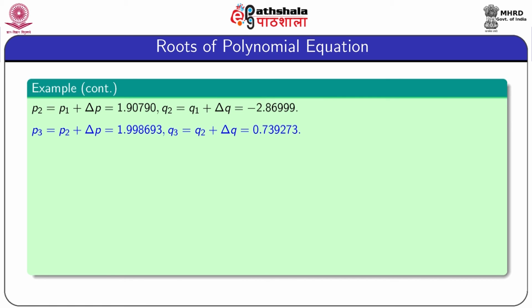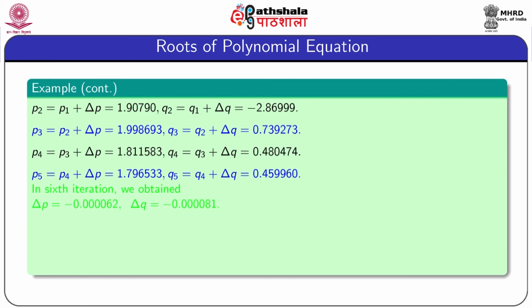This is the third iterated values, this is the fourth iterated values, this is the fifth iterated values, and in the sixth iteration we obtain delta p equal to minus 0.000062 and delta q equal to minus 0.000081. Note that these two values are close to 0. That means we can terminate the iteration method to find the values of p and q correct up to 4 decimal places.